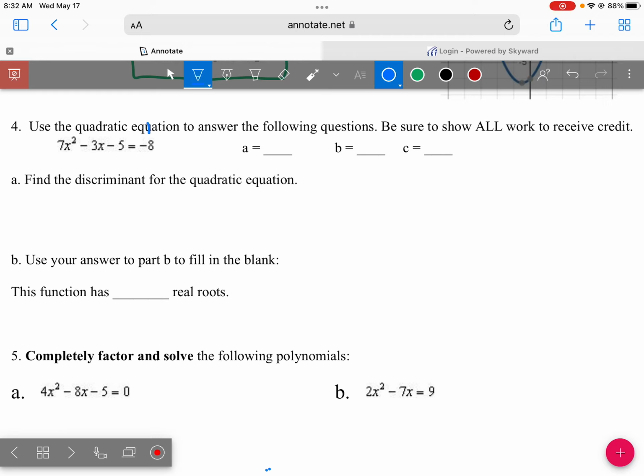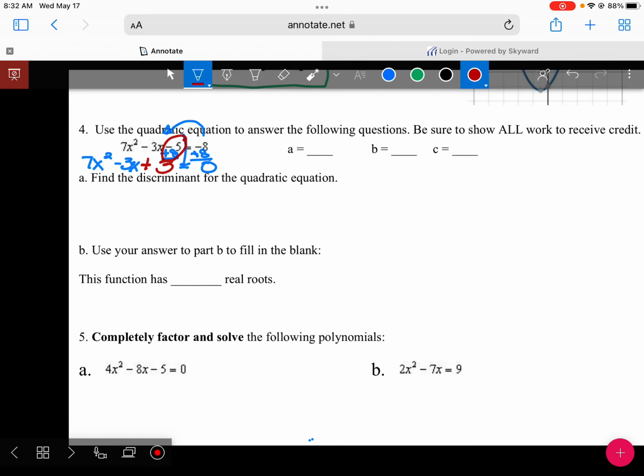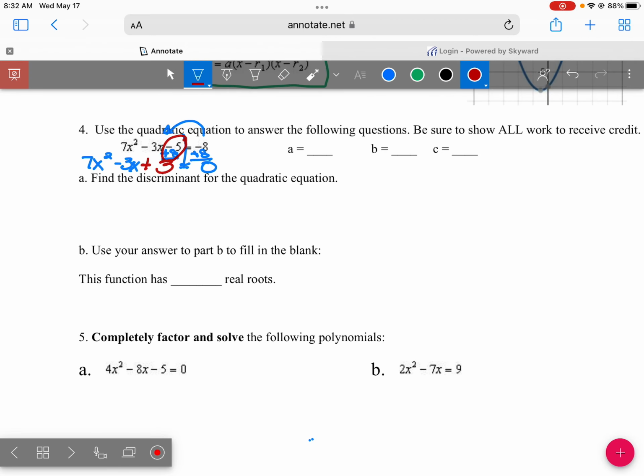So I need to move this -8 over here mathematically. How do I do that mathematically? Add 8. Add 8 to the other side of the equal sign. So now I have 0 on the right. And on the left, I have 7x squared minus 3x. And -5 plus 8 gives me +3. Now it's equal to 0, and I can put in and find my A, B, and C. So A is 7, B is -3, and C is 3.